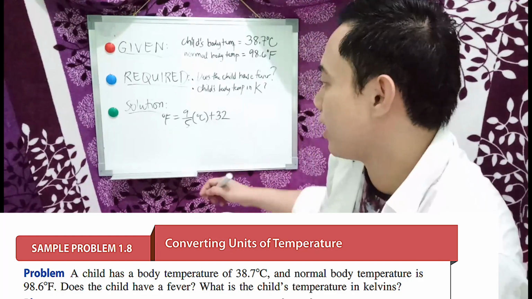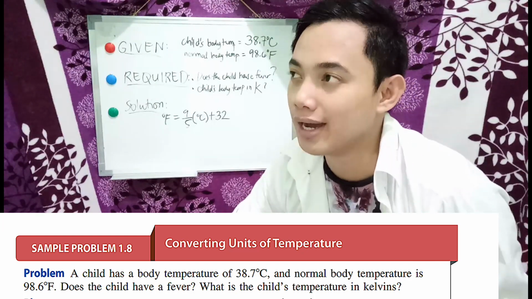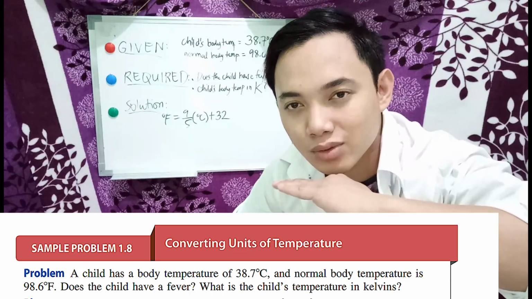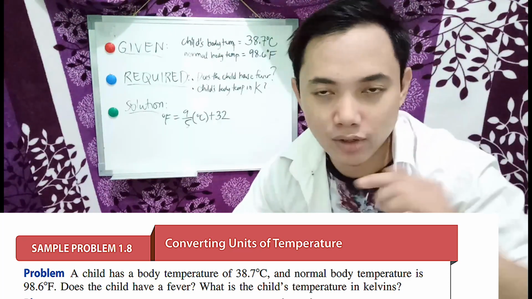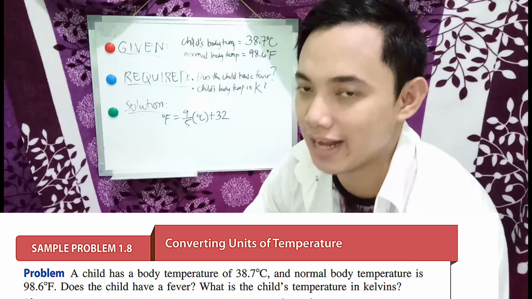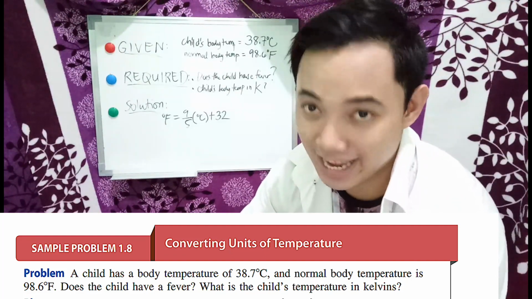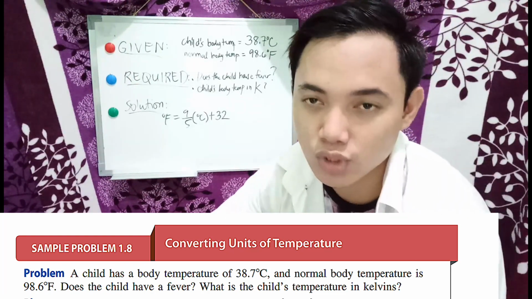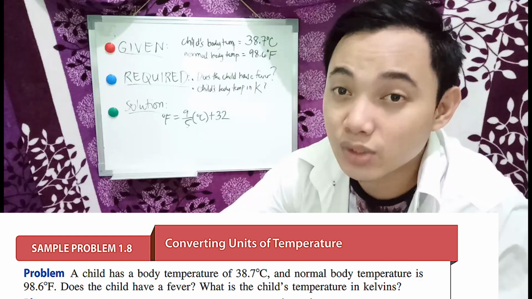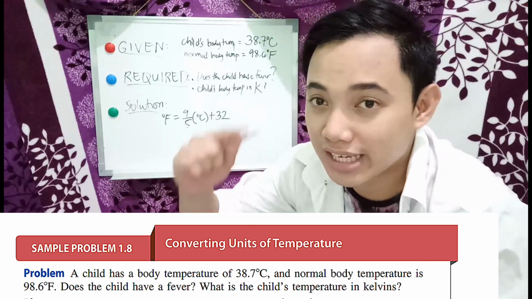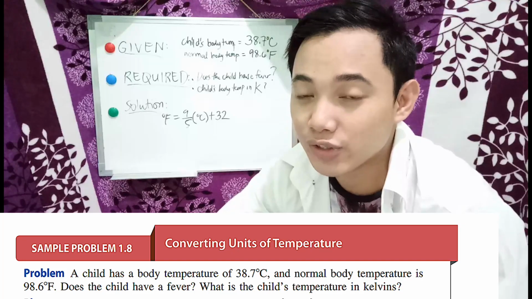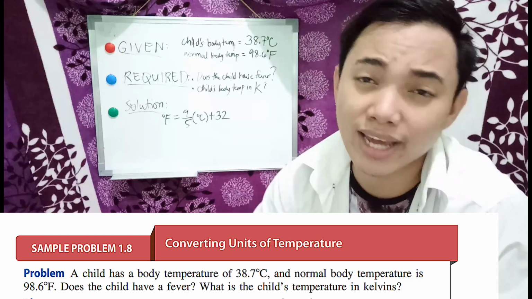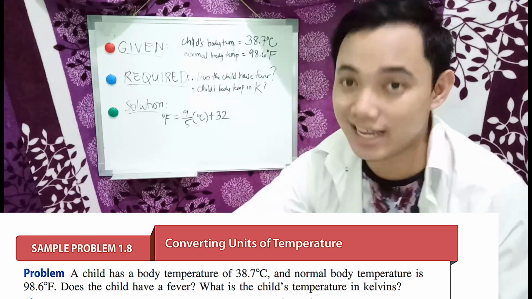Diba? And by the way, itong 9 over 5, yun yung increments ng freezing point ng tubig at saka boiling point ng tubig. Kung ilan yung units, temperature units yung dala nila. Sa degree Fahrenheit kasi, 180 yung units. Well, sa degree Celsius, from 0 to 100 is 100 yung units. So, 180 sa Fahrenheit kasi from 32 degree Fahrenheit to 212 degree Fahrenheit. Hindi ako nagkakamali.